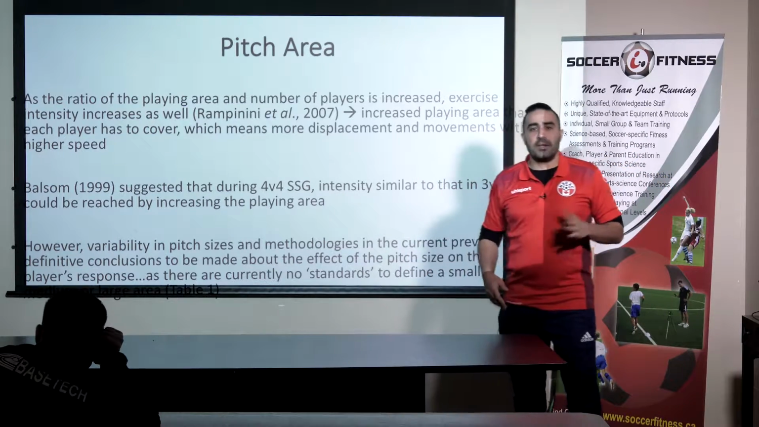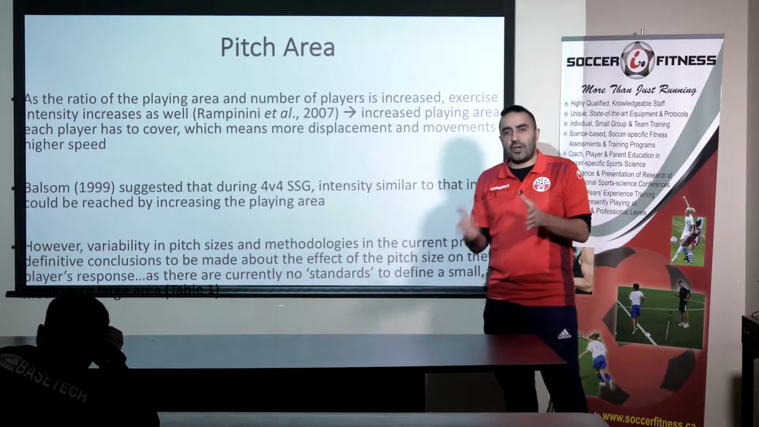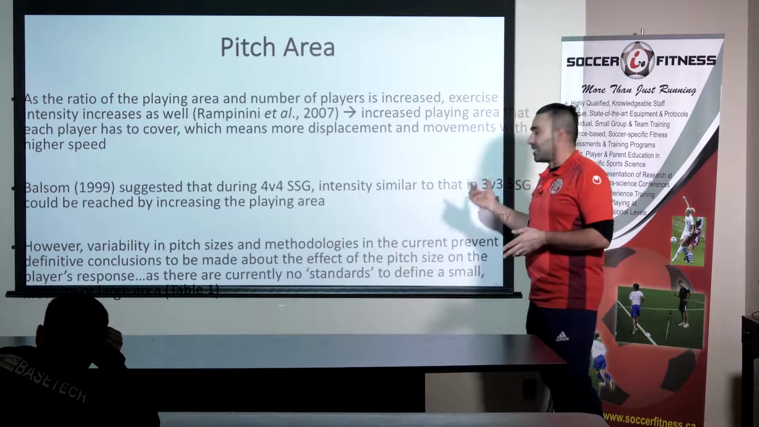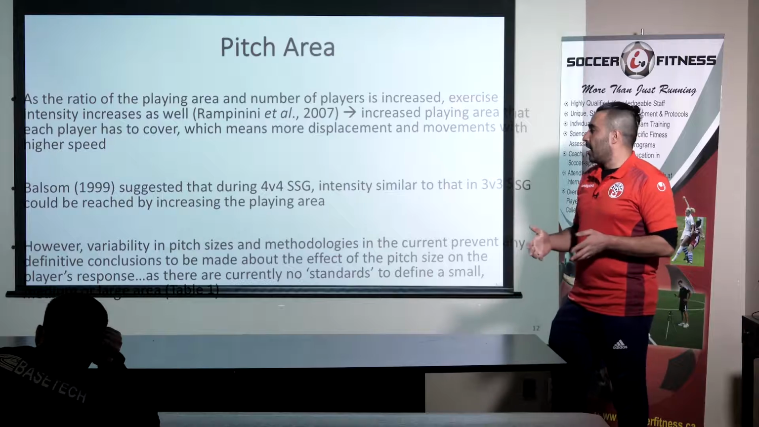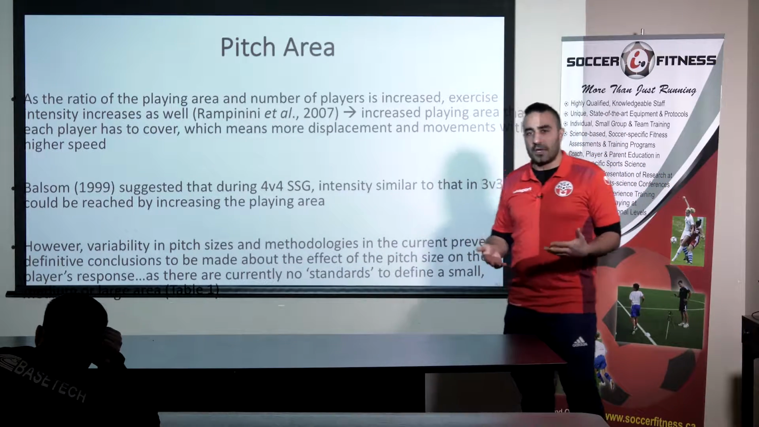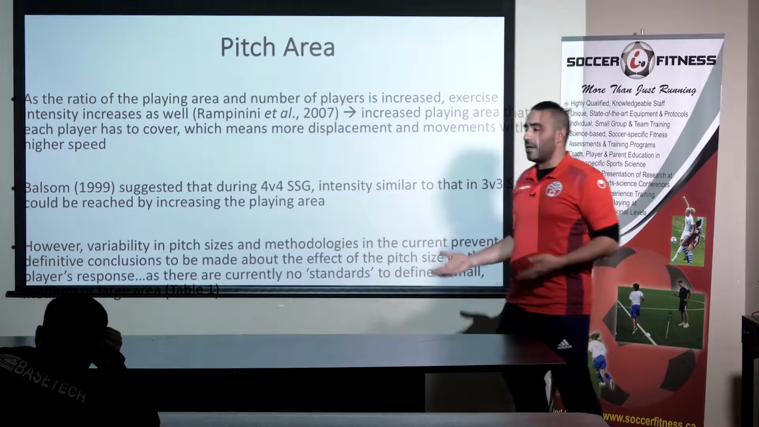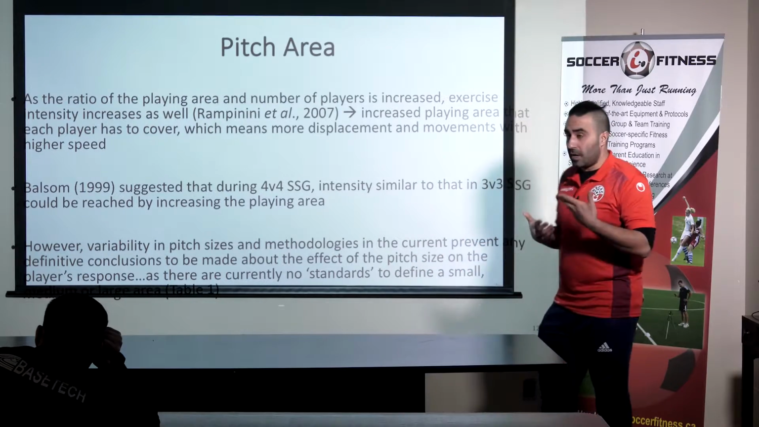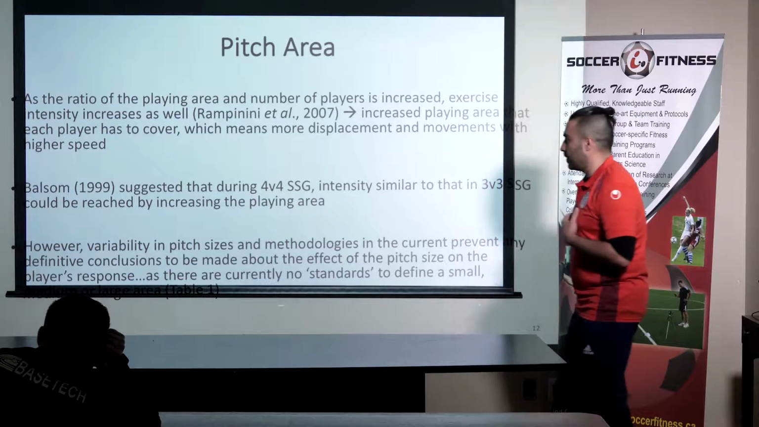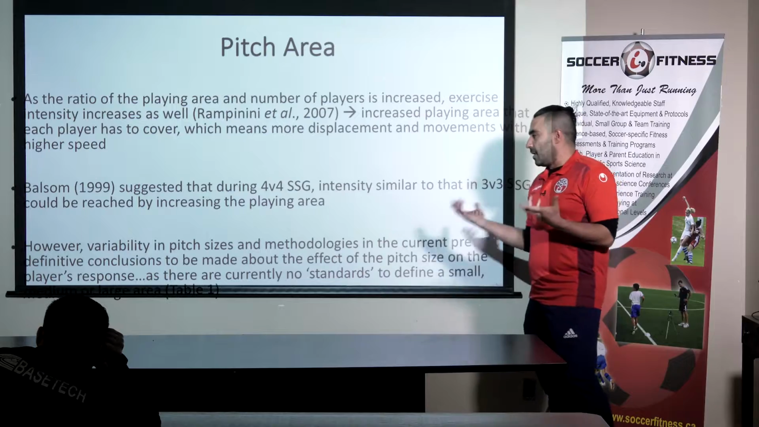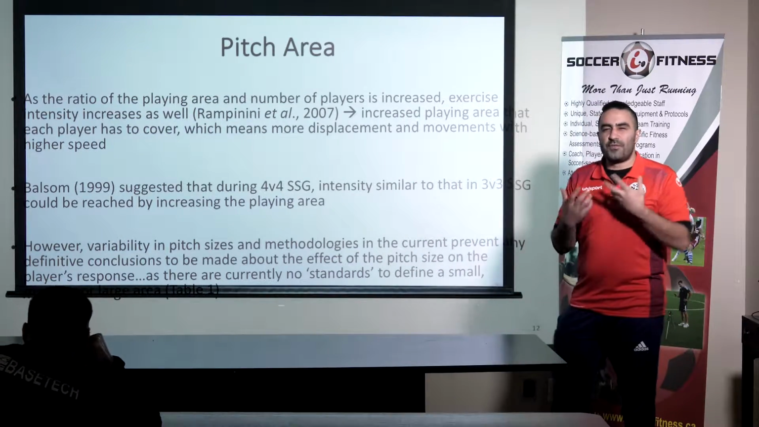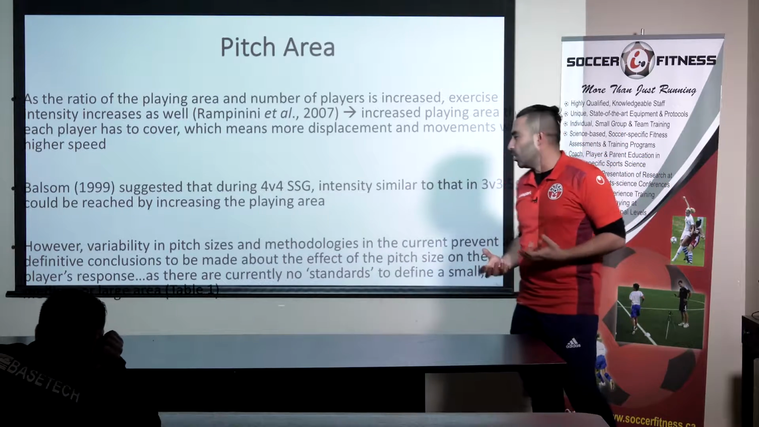Actually, in 1999, Balsam Group suggested that during a 4v4 small-sided game, we can achieve intensity similar to that of a 3v3 by increasing the area. Very simple now, but essentially back then, small-sided games still weren't part of the training program, and we were still trying to figure out optimization. We still are. So variability in pitch sizes and methodologies in the current literature essentially prevents us from coming up with definitive conclusions.